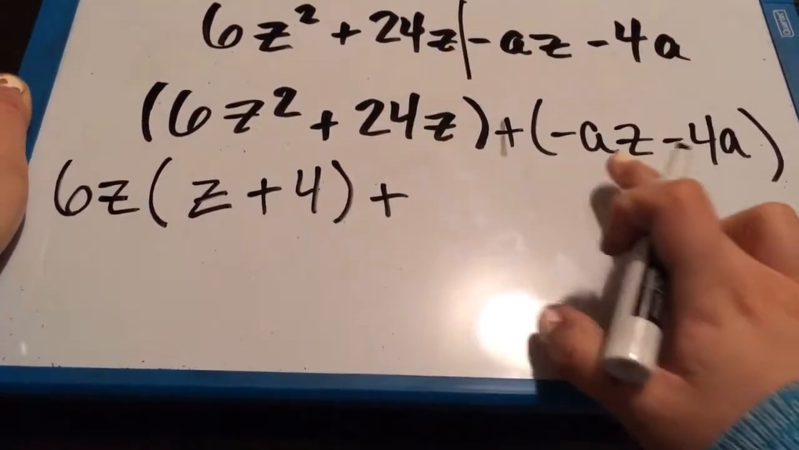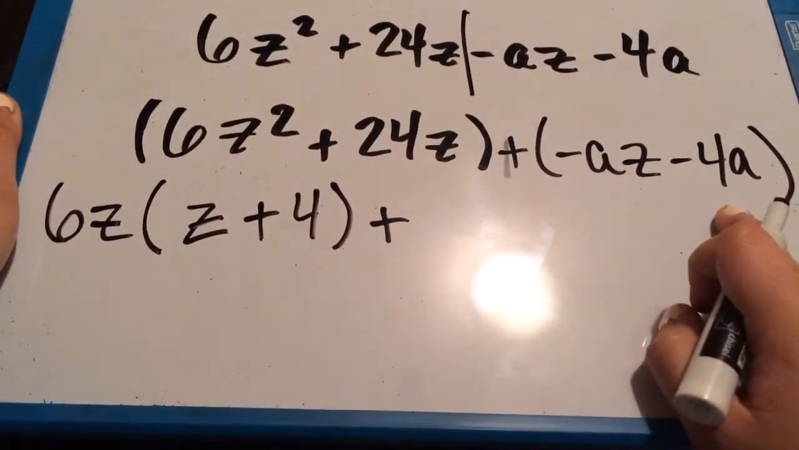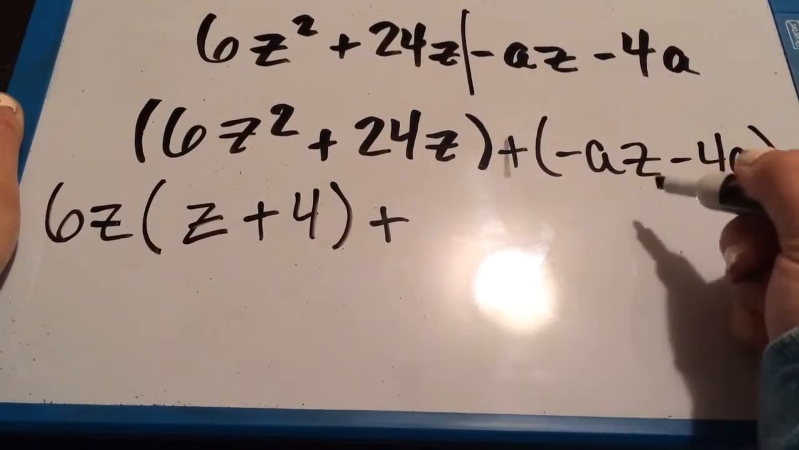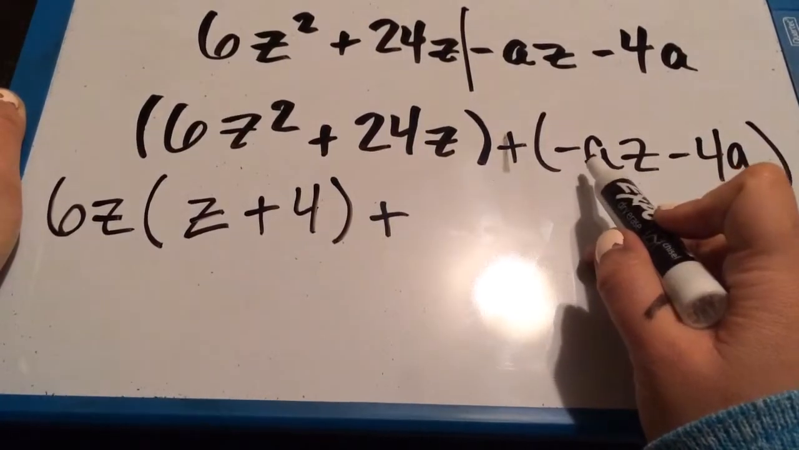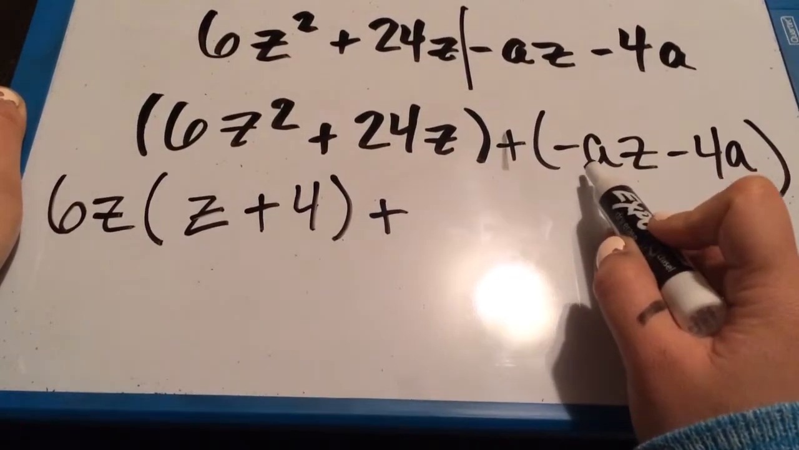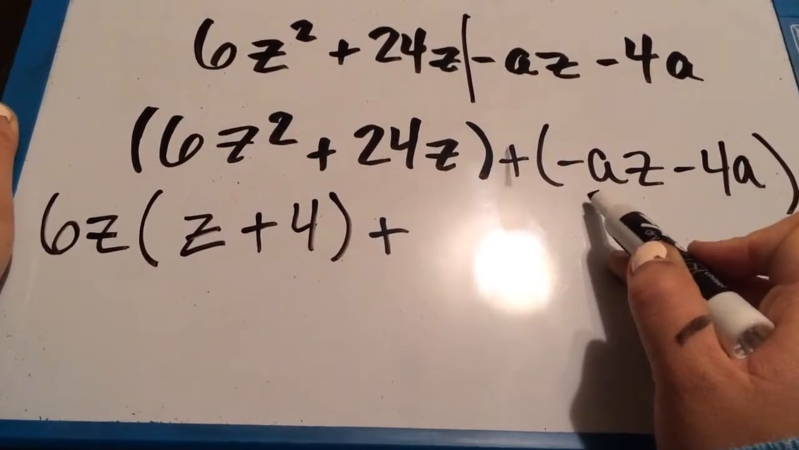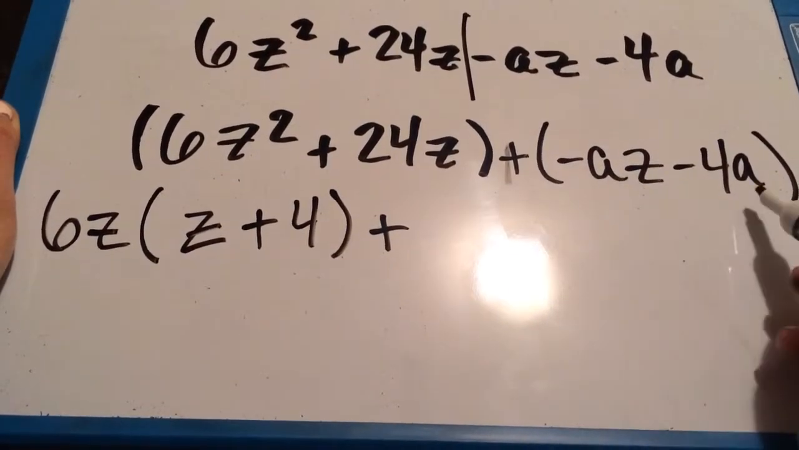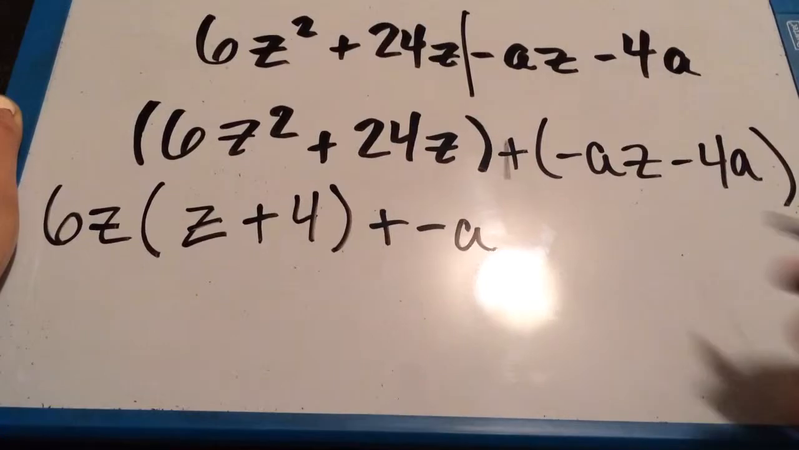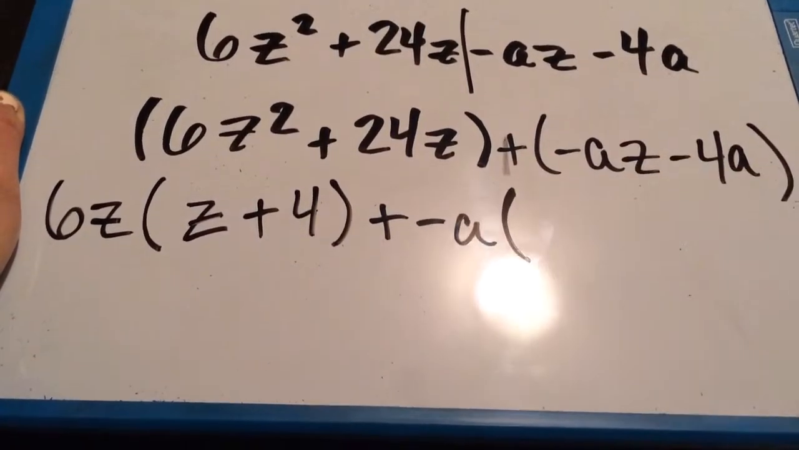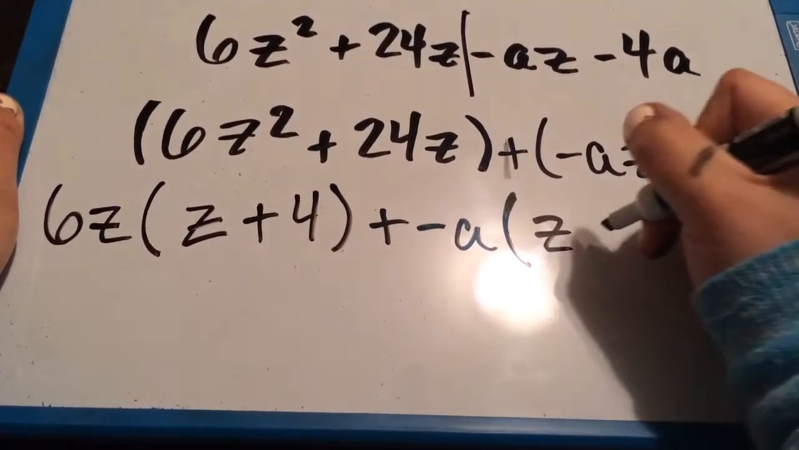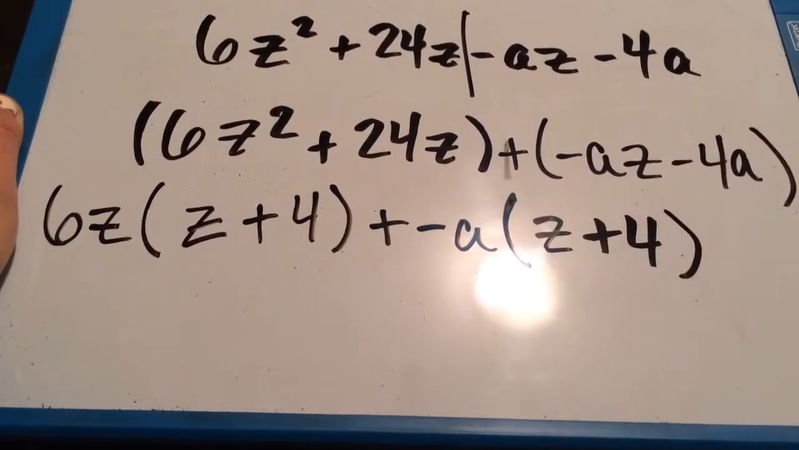So plus, we have a negative az and a negative 4a. And usually if the first term is negative, always take out a negative. So we know we're going to be taking out at least a negative. Since this only has a coefficient of 1, we can only take out a negative 1. And then both of these have a's, so we can take out a negative a from both of them. When you divide this by negative a, you're left with z. And when you divide this by negative a, you're left with a positive 4.